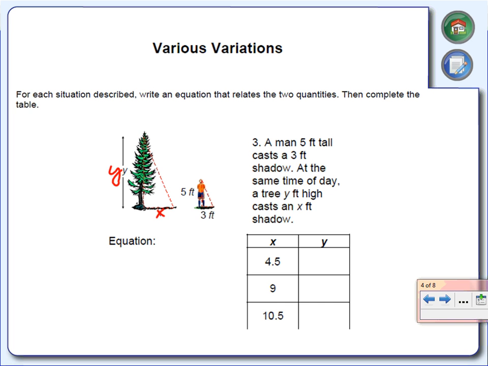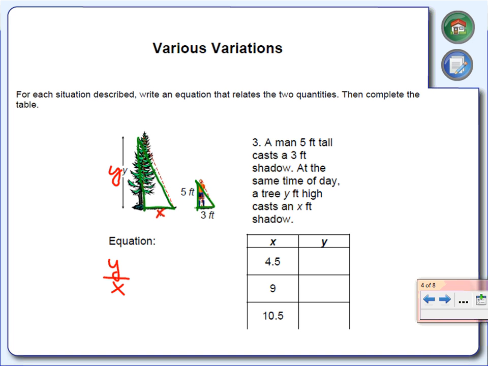Now, if you look closely here, we're dealing with 2 similar triangles. We got this triangle here and this triangle here. And because they're similar triangles, we can create a proportion. All right, so we're going to create a proportion based off of these 2 triangles. So I'm going to take the big triangle here. First thing I'm going to do is write a ratio or a fraction. I'm going to take the height of the tree, which we're calling Y, over the length of the shadow, which we're calling X.